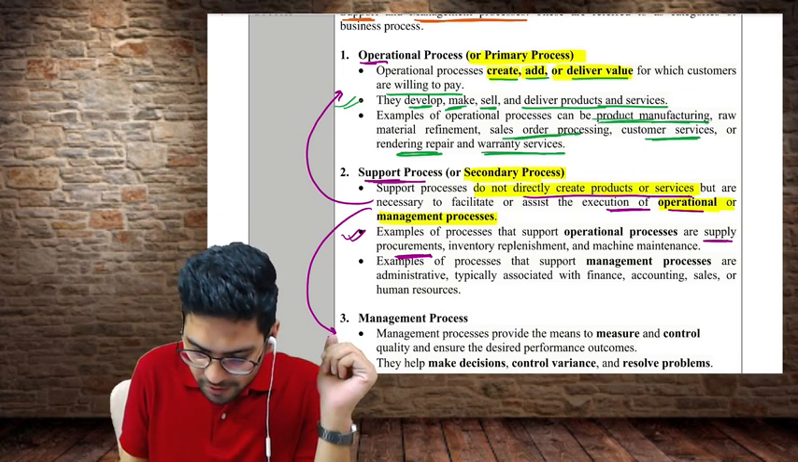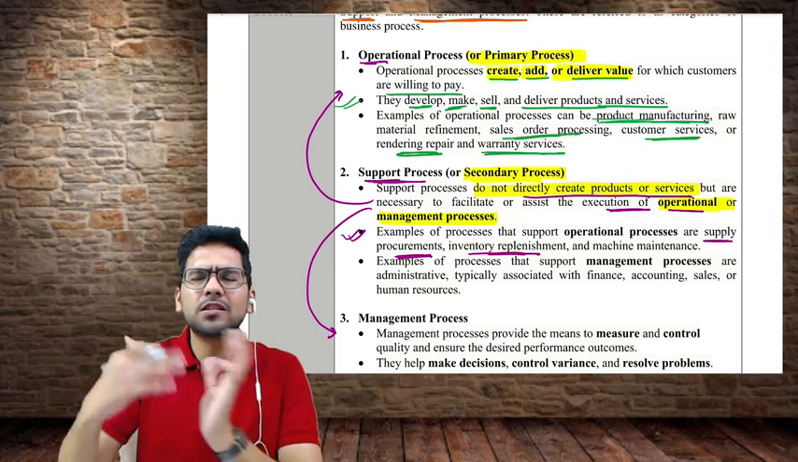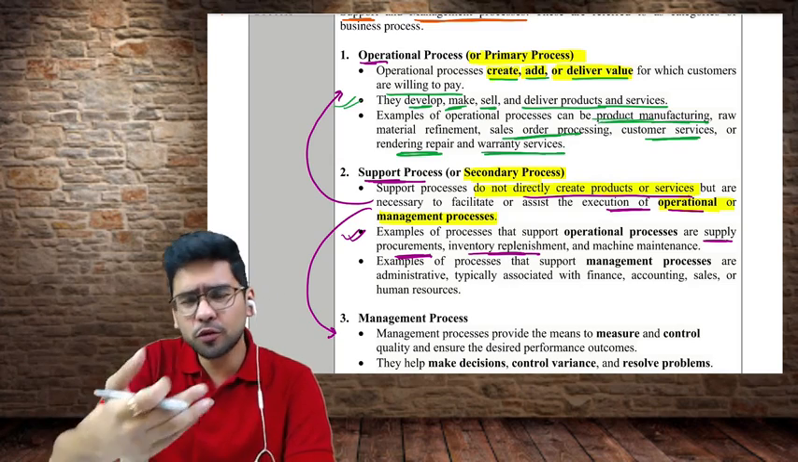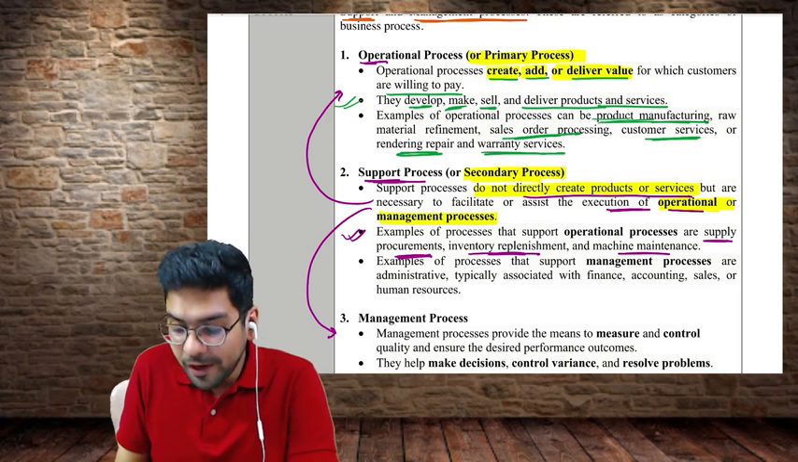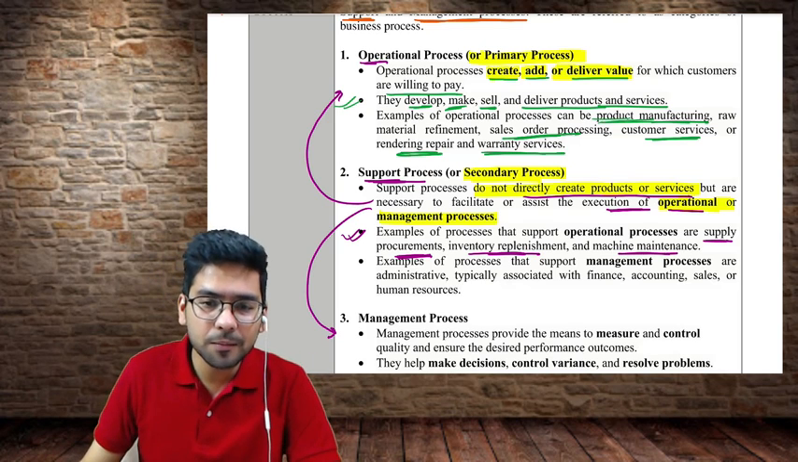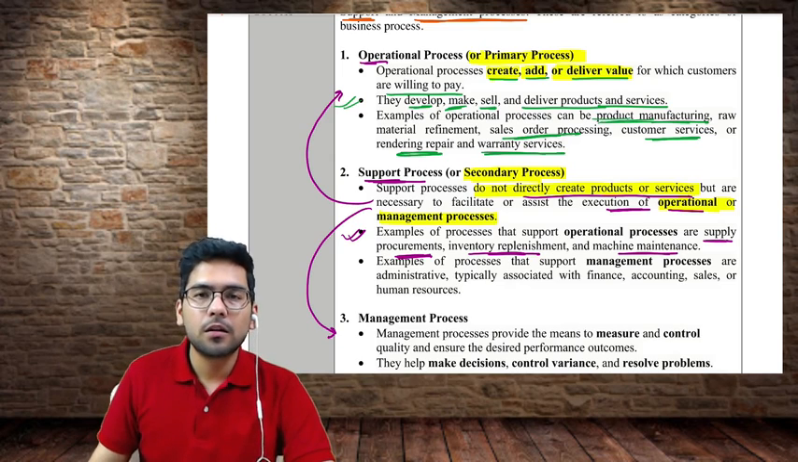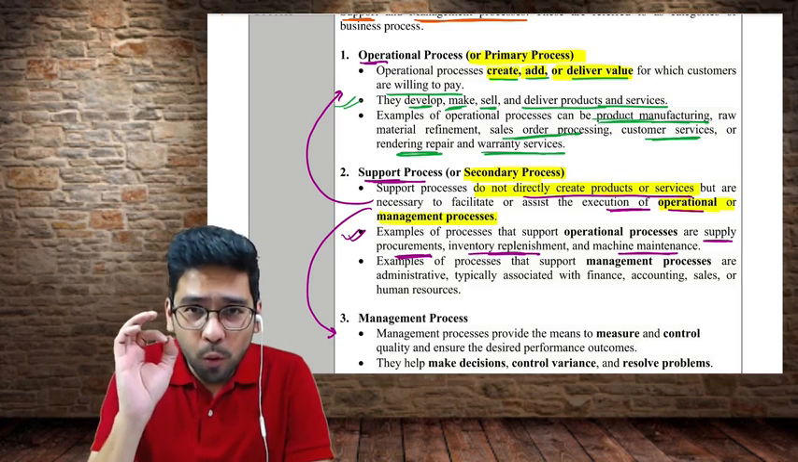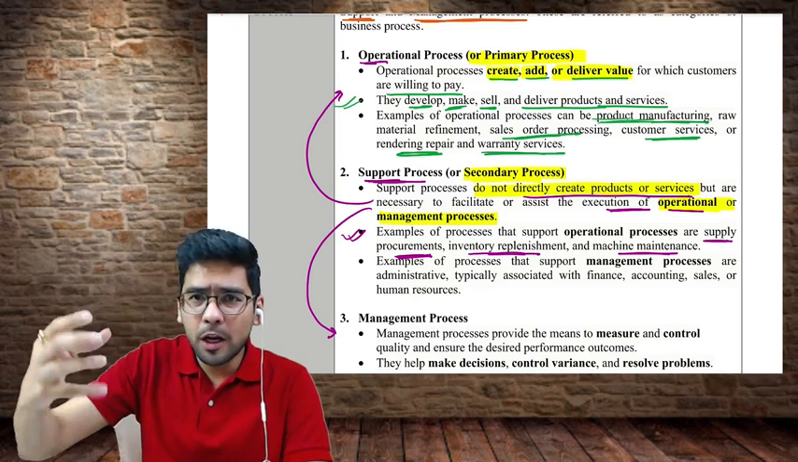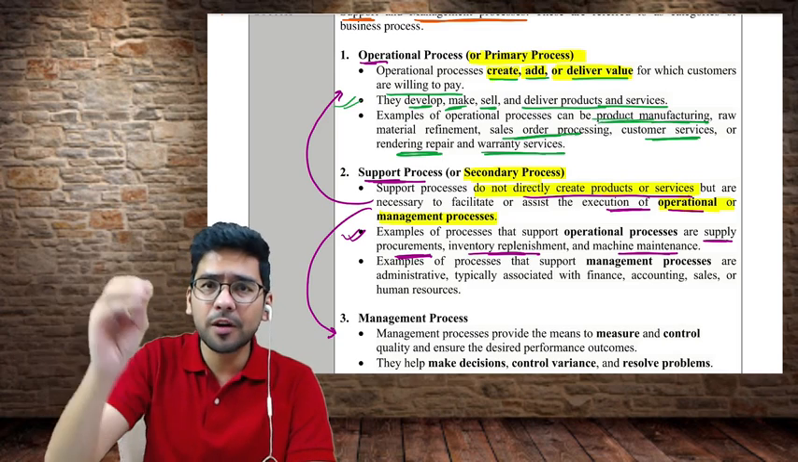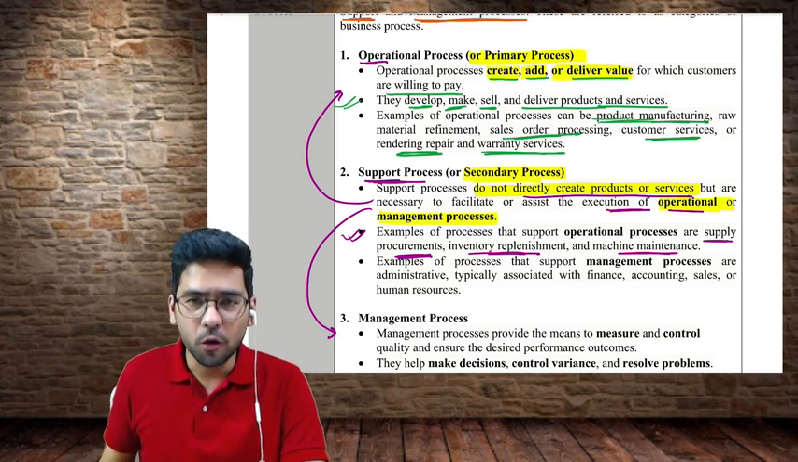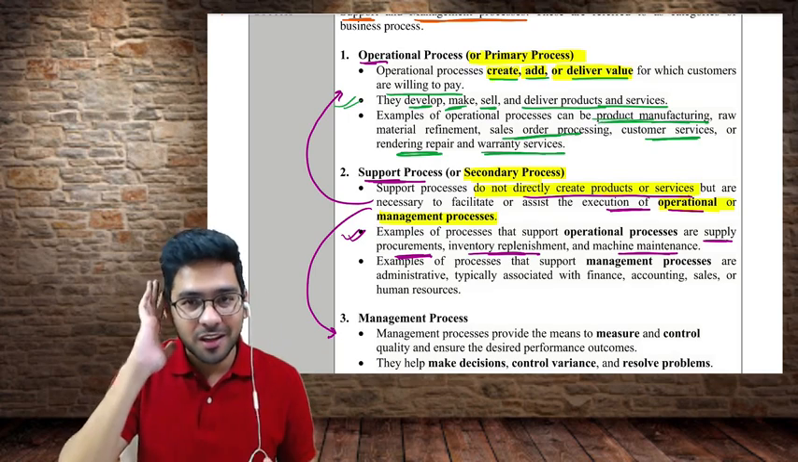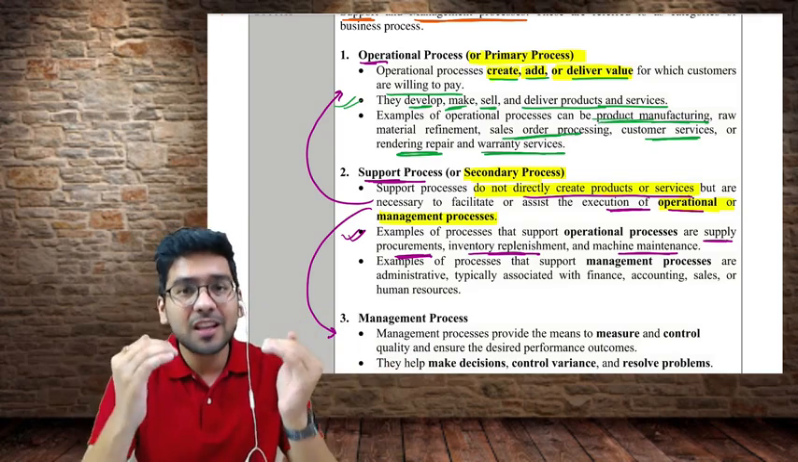Similarly, it says inventory replenishment. Let's say finished goods, or maybe any inventory, is about to be over, so you replenish it. And machine maintenance. Let's say we are manufacturing something, and the maintenance of our plant and machinery is a support process. We would never want that we are in the middle of manufacturing something and all of a sudden our machinery breaks down. So that is why the maintenance of machinery is basically a support process.